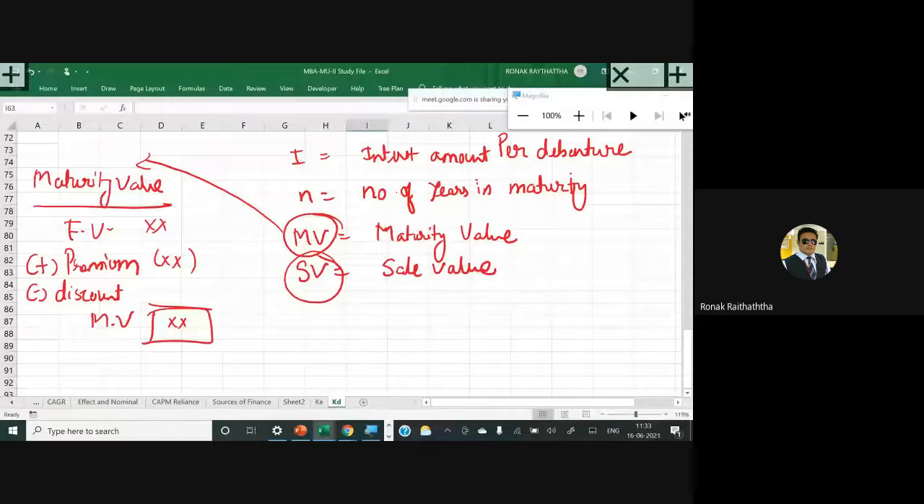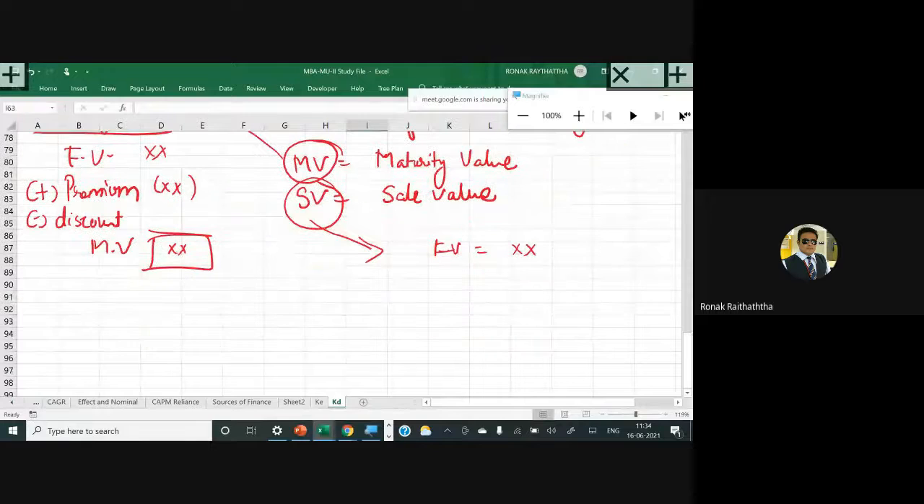Now let's come to this SV calculation. So first one is the face value. Then my friends, if the debentures are issued at a premium, then you add the premium on it. And if they are issued at a discount, then you reduce the discount from it. So you get the issue price.